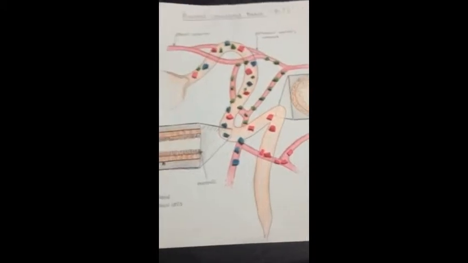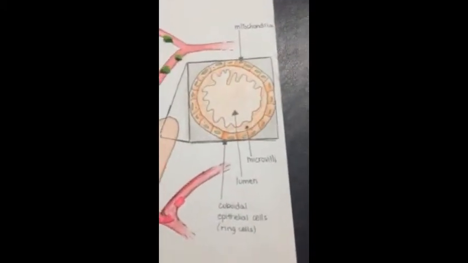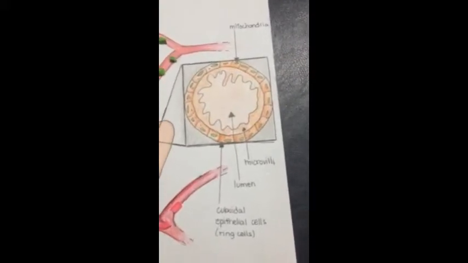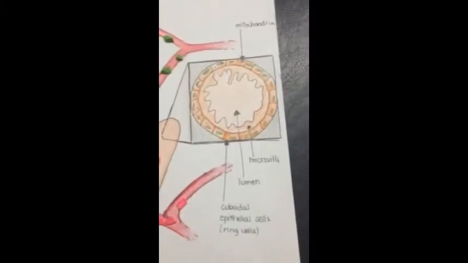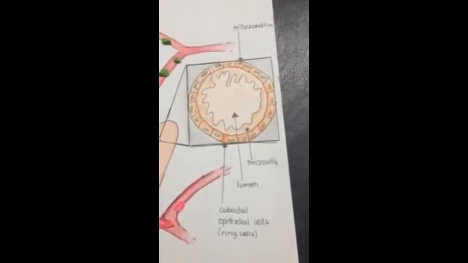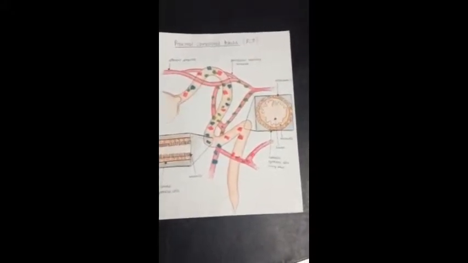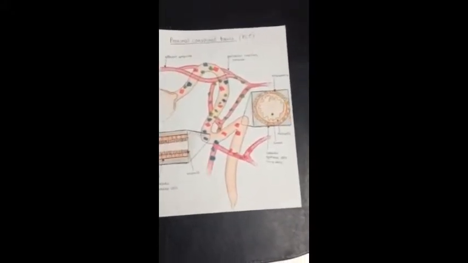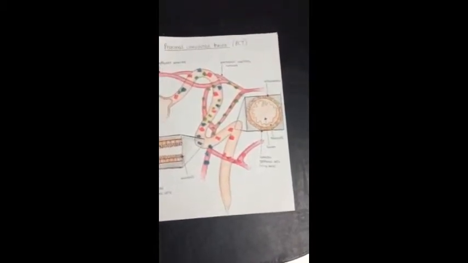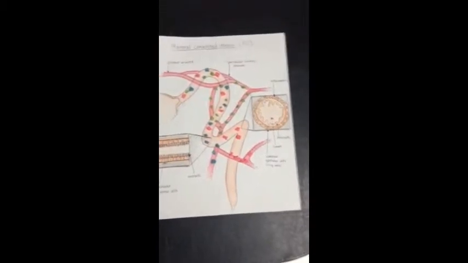The wall of the PCT consists of single-layer ring cells. They contain mitochondria which produce ATP for active transport of materials. The microvilli increase the surface area for reabsorption. About 80% of salt ions, 99% of water, and 100% of glucose in the filtrate is reabsorbed into the bloodstream. Substances not reabsorbed enter the loop of Henle.